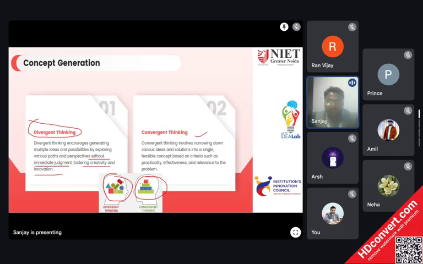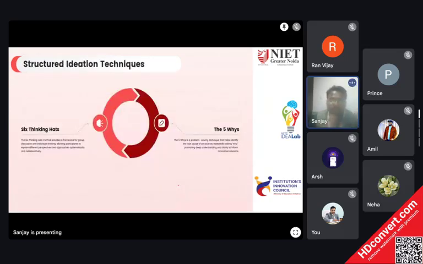maximize or minimize, or we have to arrange these ideas into a fruitful or useful or optimized way of solving that problem. So that convergent thinking involves narrowing down various ideas and solutions into a single one. We brought it into one, we have narrowed everything down. Okay.